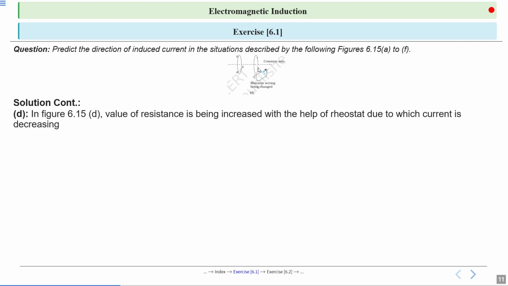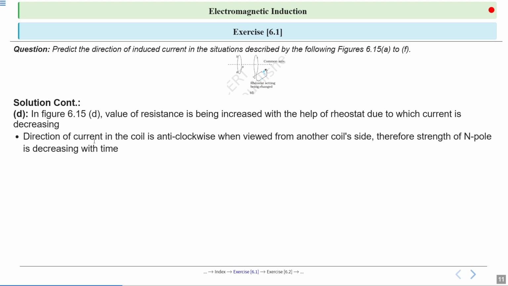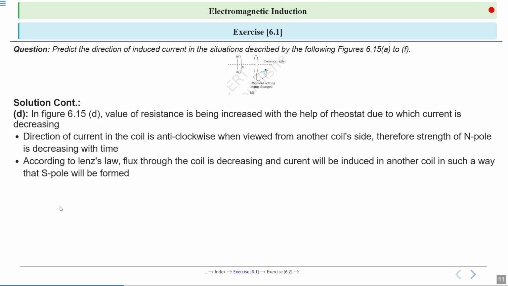Now you can see direction of current in this coil is, when viewed from this side, XYZ coil, direction of current is anti-clockwise, that is north pole, and current is decreasing. Since current is decreasing, the strength of the north pole will decrease. Direction of current in the coil is anti-clockwise when viewed from another coil side. Therefore, strength of north pole is decreasing with time.